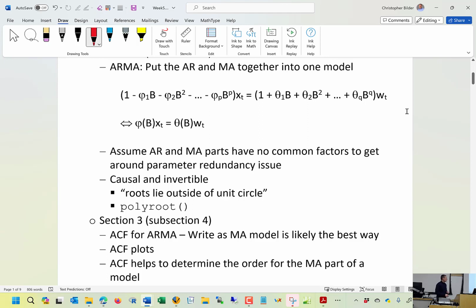And then in subsection 3, we simply put the AR and MA parts together. And so now we have what's called an ARMA model. In shorthand, we could say that this is ARMA(p, q), representing the autoregressive and the moving average orders of our models. And again, we can rewrite the model in a very short way here using the autoregressive and moving average operators.